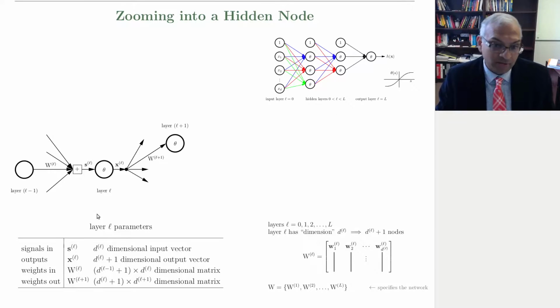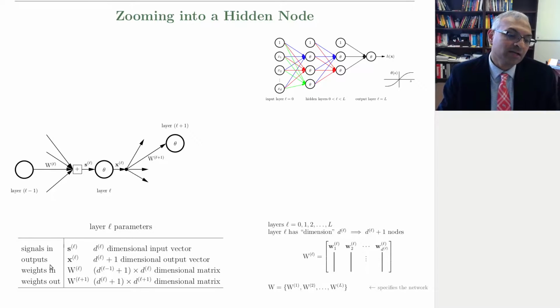We summarized this notation. Into a layer are the signals s_l. We can collect them into a d_l dimensional vector. The outputs are x_l, which is a d_l plus 1 dimensional vector. The plus 1 is because it's augmented by the 1. The weights into layer l we denoted by the matrix W_l, and the weights out of a layer we denoted by the matrix W_(l+1). Now don't worry, we'll go over these notations again on the board.